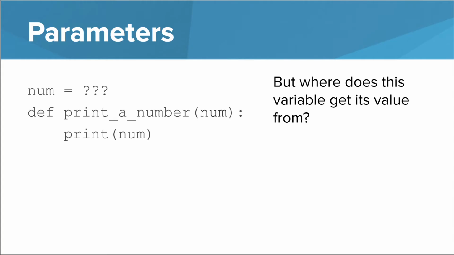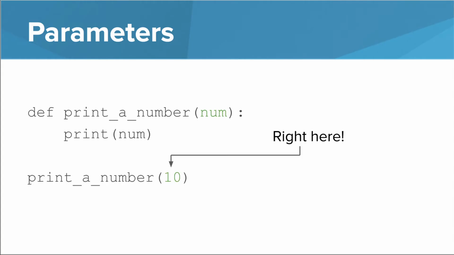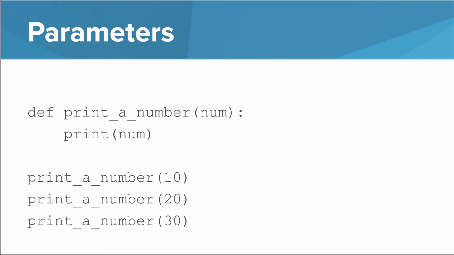But where does this variable get its value from? You actually give the variable a value when you call the function. This is sort of equivalent to saying num equals 10 inside the function. Except that num can have a different value each time you call print a number.